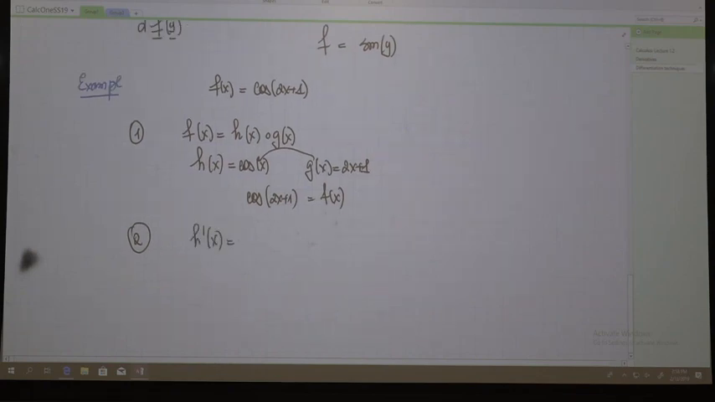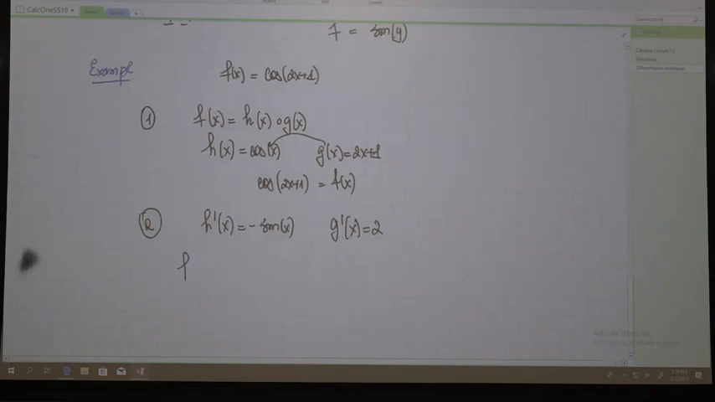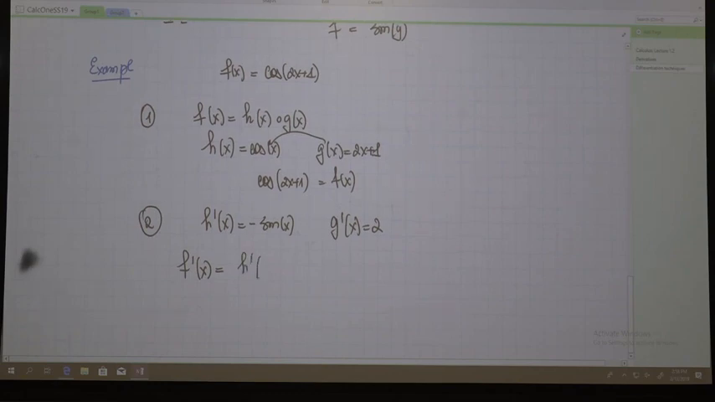On the next step, we need to find the derivative of h, which will be minus sine, right? The derivative of g will be 2, right? Then we need to substitute everything into the formula. The derivative of f with respect to x is the derivative of h, the outer function, but not with respect to x, but with respect to g of x, multiplied by the derivative of g of x with respect to x. So instead of putting x here, I need to substitute g, so this will be minus sine of 2x plus 1 multiplied by 2.